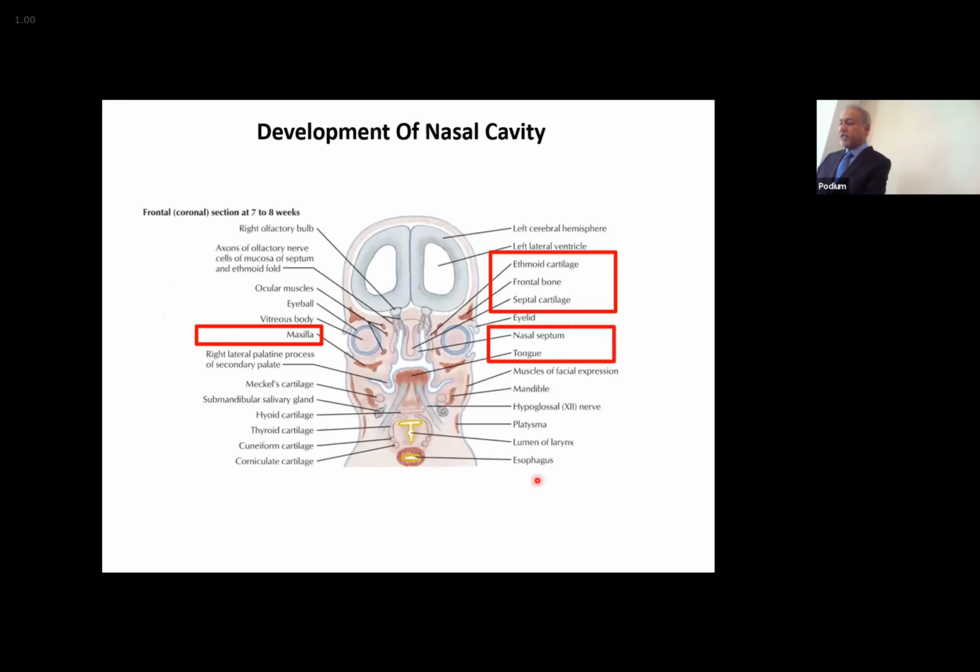Okay. Now, a bit of a developmental aspect here. So you see that we have a nasal septum.